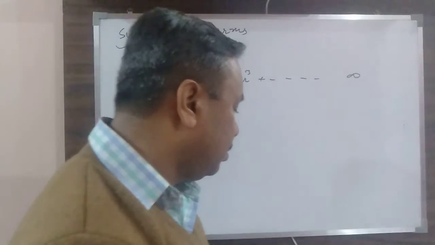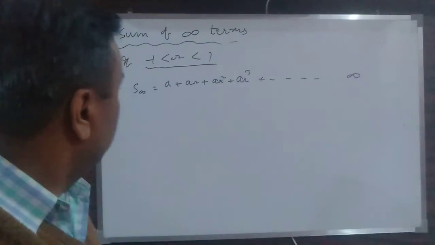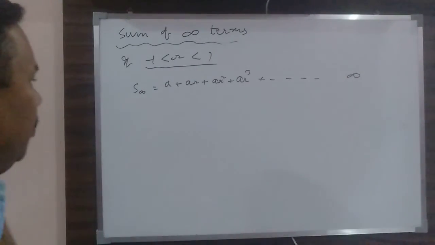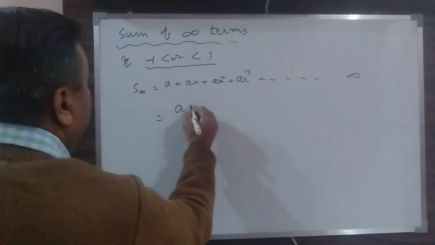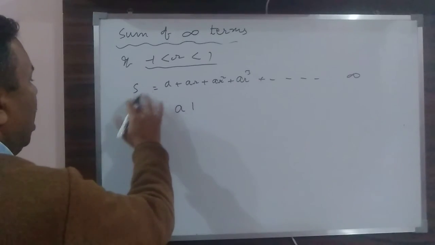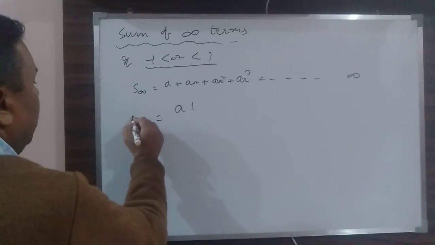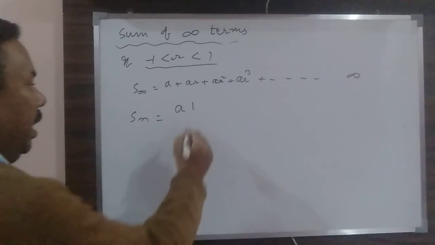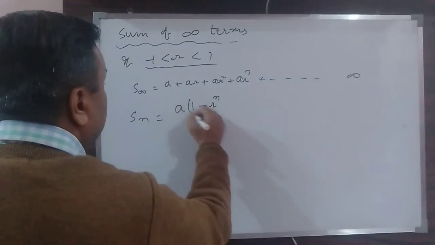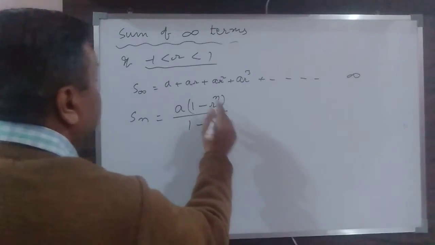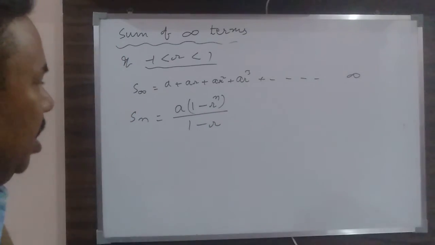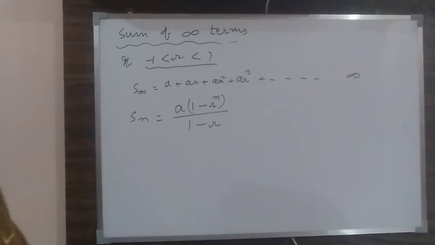Now, how to find it? As you have seen, I will use the formula. First of all, Sn is a(1 minus r^n) divided by 1 minus r. I am writing this because I have seen that r is less than 1, so it will be better for me.